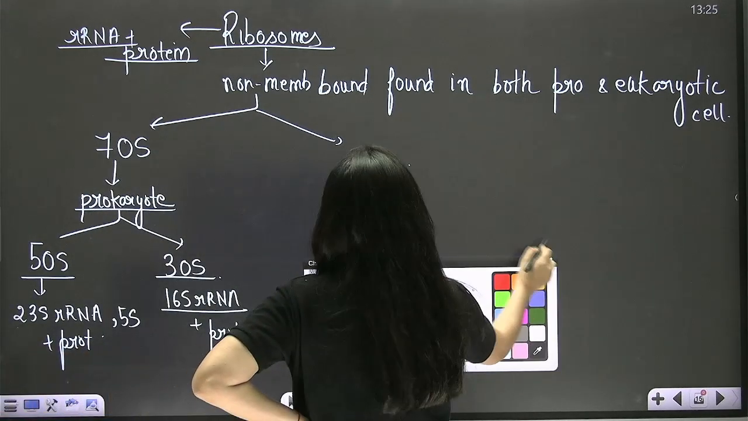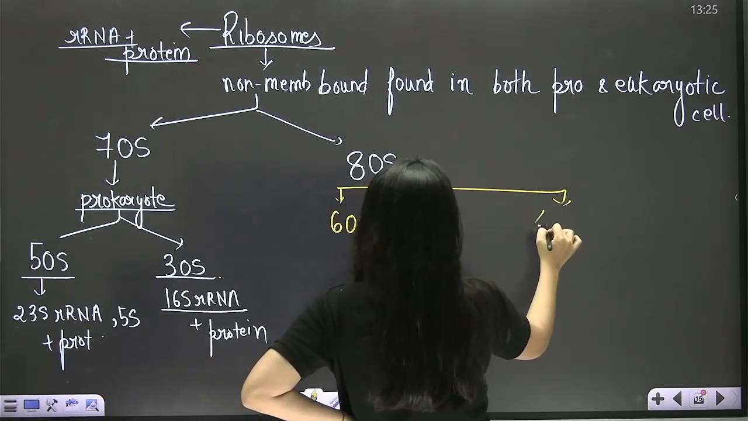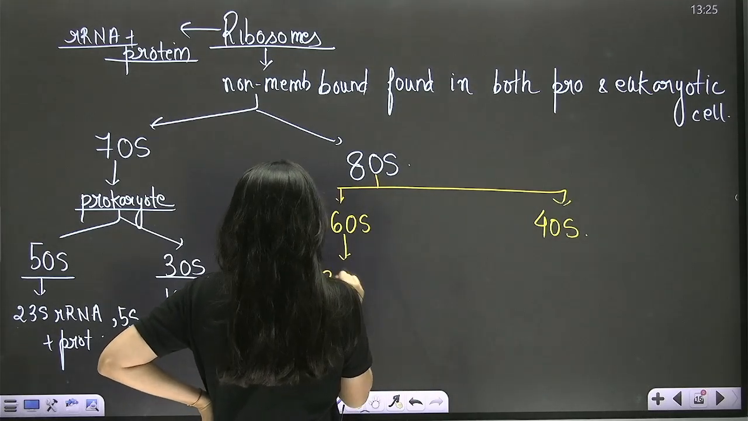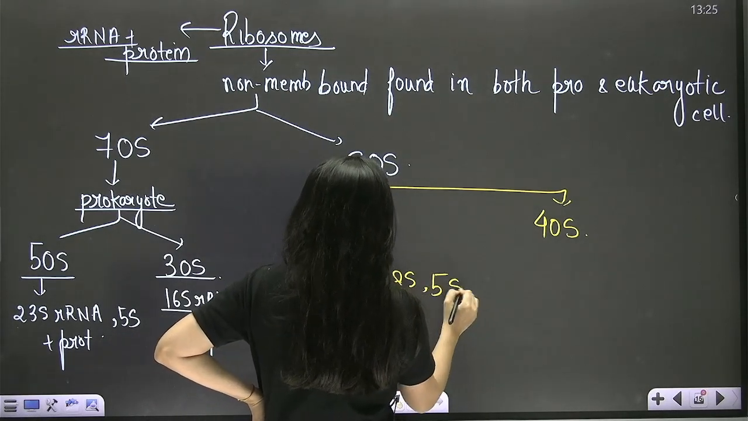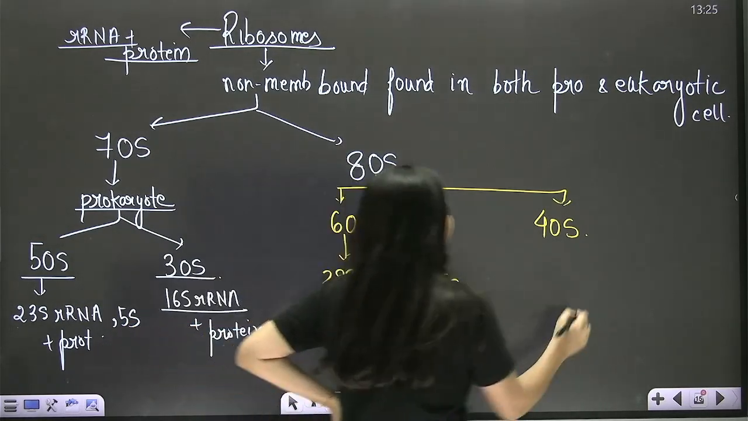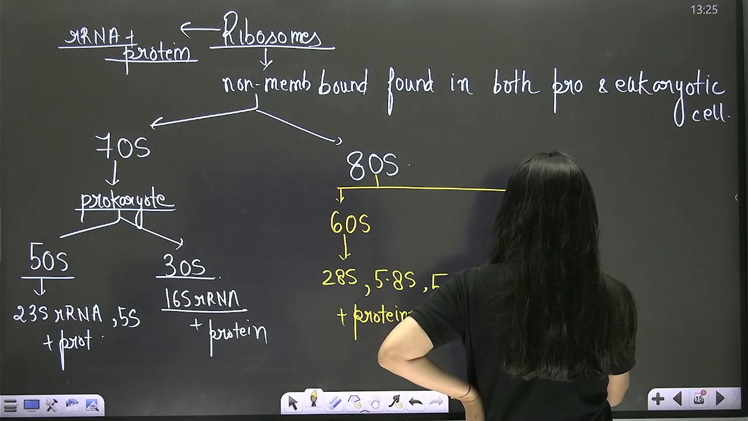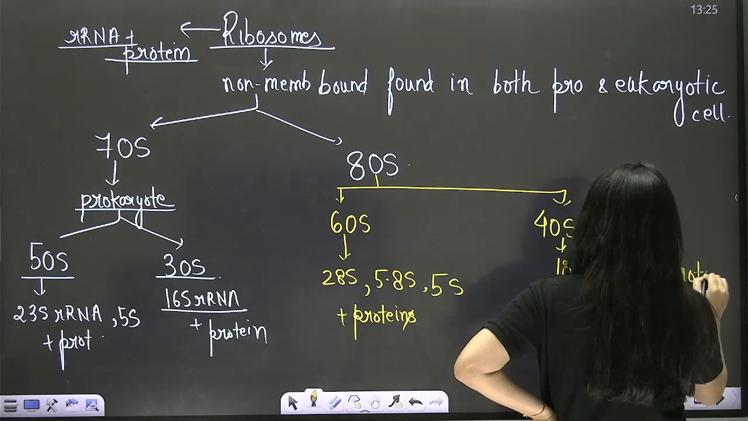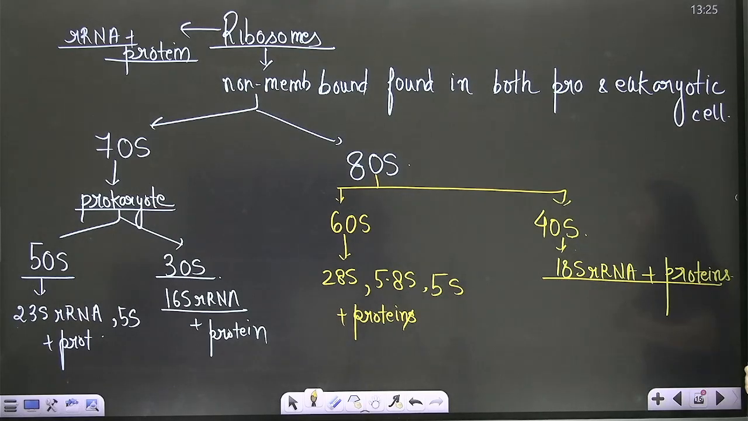Here, 80S has two components, that is 60S and 40S. 60S is made up of 28S rRNA, 5.8S rRNA and 5S rRNA plus different sets of proteins. 40S is made up of 18S rRNA plus different types of proteins, right? Clear?